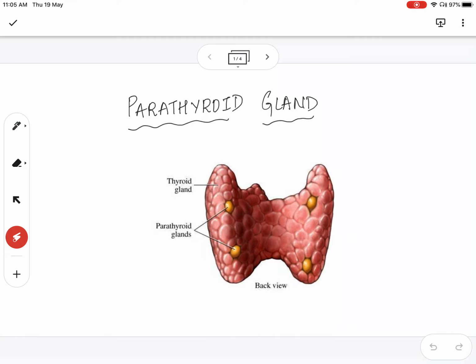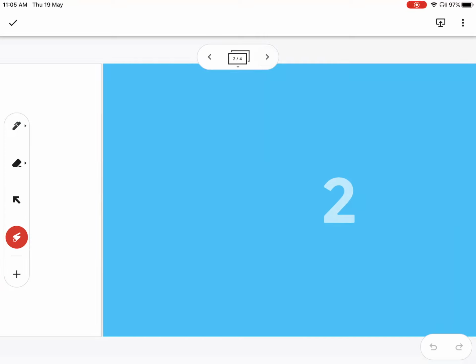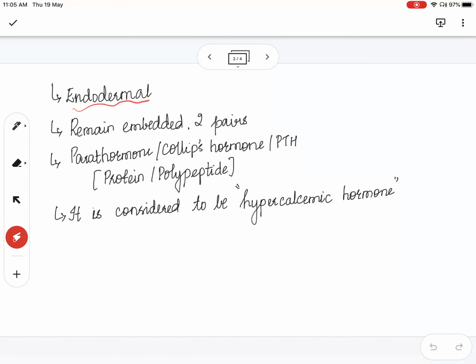Then what is the origin of the parathyroid gland? The origin of the parathyroid gland is endodermal. Where are they located? As we already discussed, they remain embedded in the dorsal surface of the thyroid gland, and their number is two pairs, that means totally four in number.